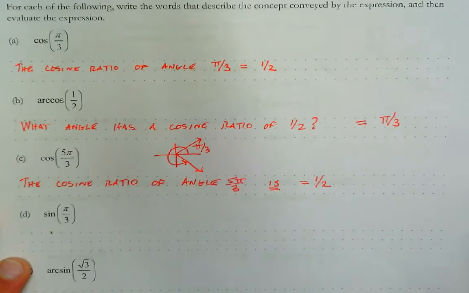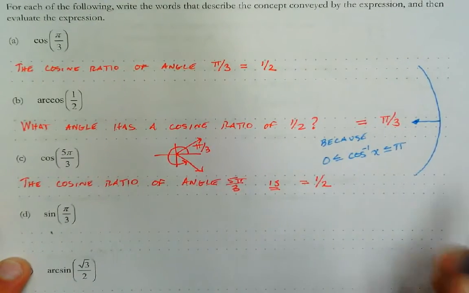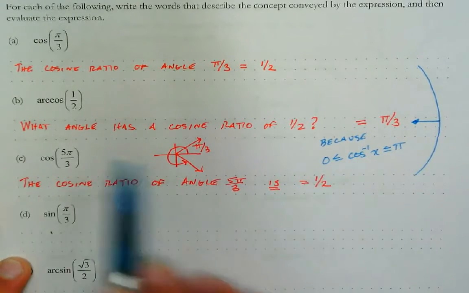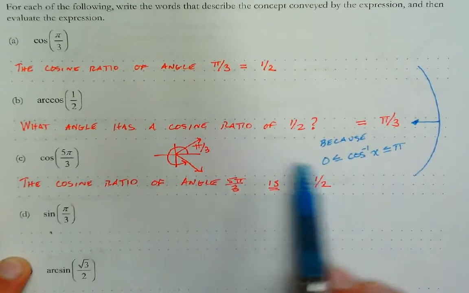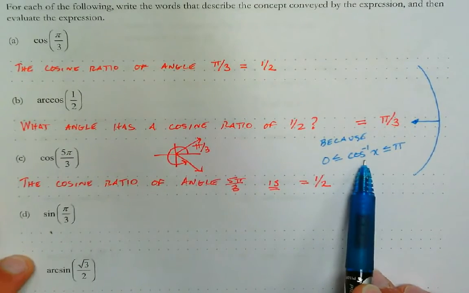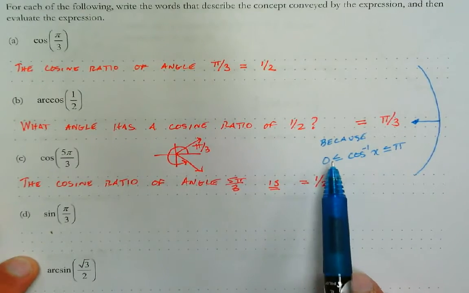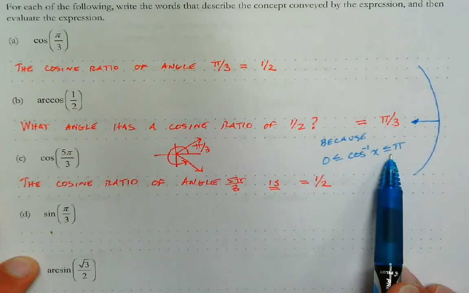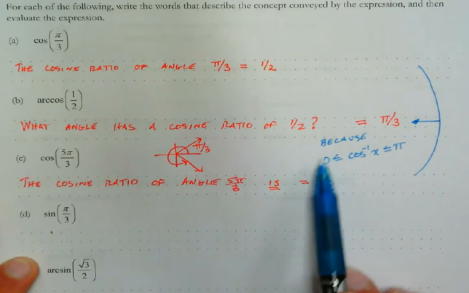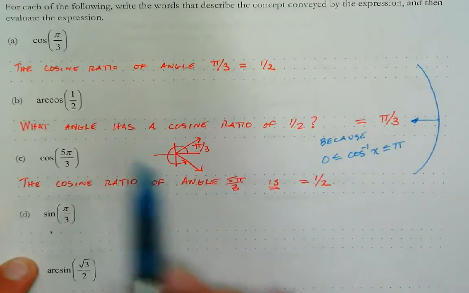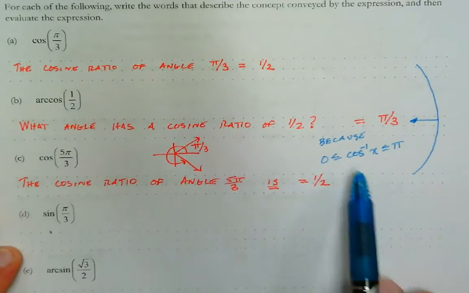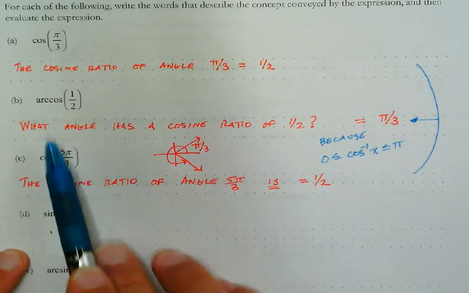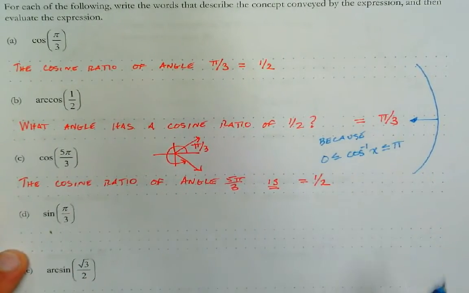Why is that? The reason is that the output of the inverse cosine, one way I can write inverse cosine like this, another way I can write inverse cosine like that, is restricted to be between 0 and pi. That's extremely important. So if my output's going to be between 0 and pi, then I'm saying, hey, I need an angle between 0 and pi whose cosine ratio is 1/2. Well, that angle would be pi over 3. Okay?